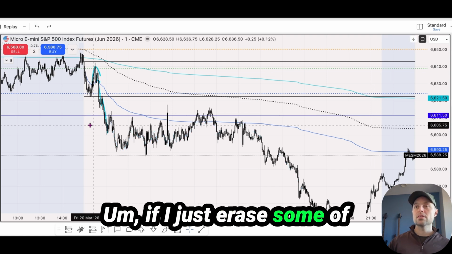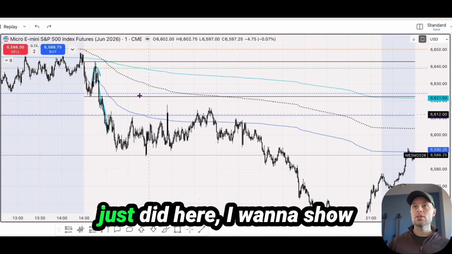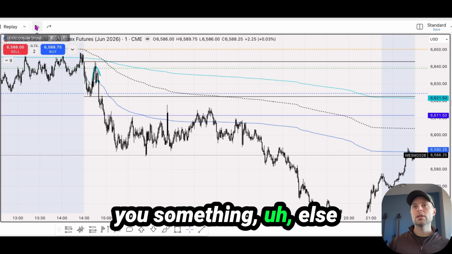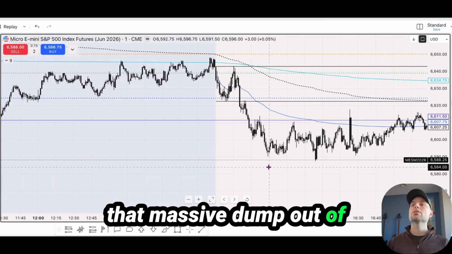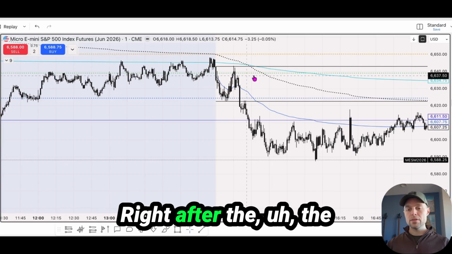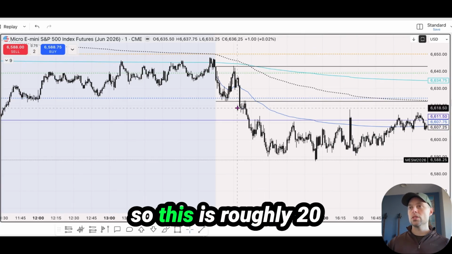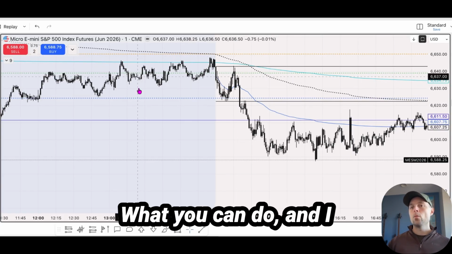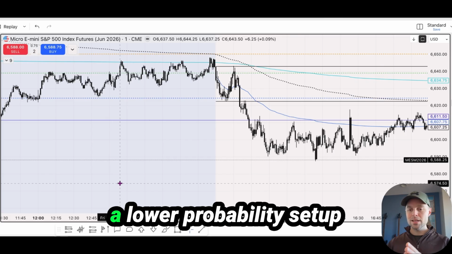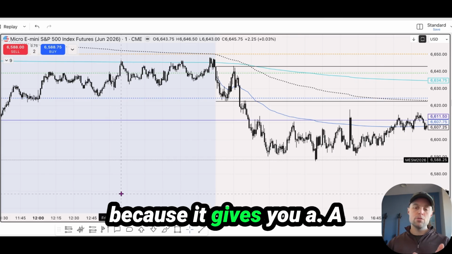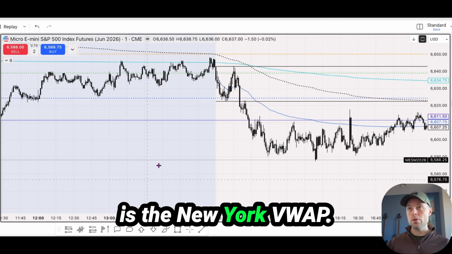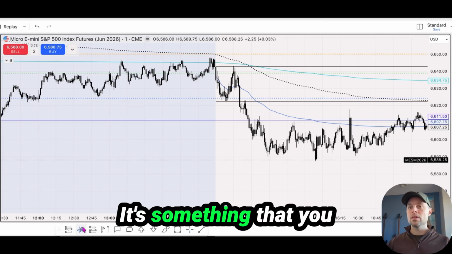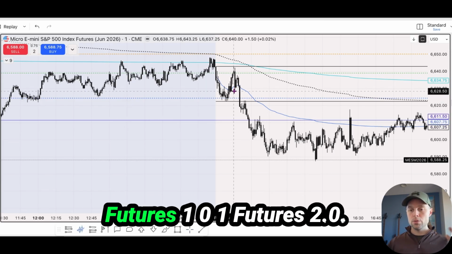If I just erase some of the markings that I just did here, I want to show you something else that is also relevant for a day like this. When we see that massive jump out of the open right after the opening range has set, roughly 20 minutes into the session, what you can do, and I want to mention this is a lower probability setup because it gives you a price that is offset from the actual fair price, which is the New York VWAP, is called the handoff. It's something that you can also learn online or in Futures 101, Futures 2.0 by ASFX.